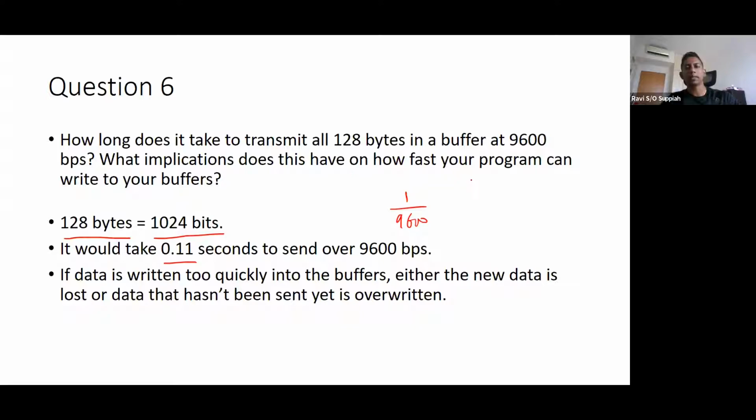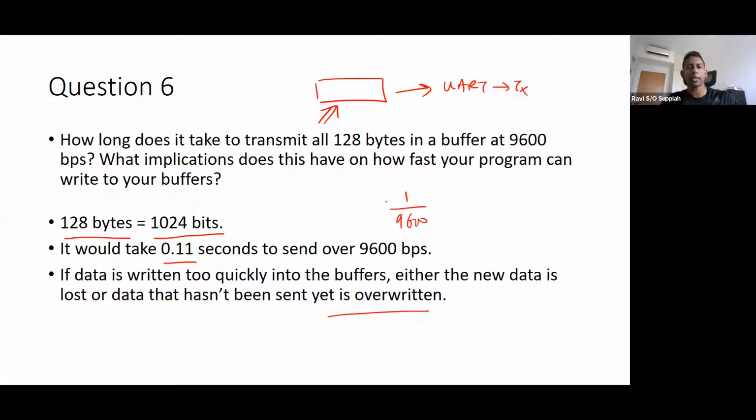So what implication does this have on how fast your program can write to your buffers? What does it mean? That means you are trying to write data to a buffer, and then you're trying to pass it to the UART module that will transmit it out. So the whole idea must be that your UART module must be able to transmit out faster than I can write to it. Correct? If I write to it too fast and I haven't transmitted out the data, then there's a high chance that I will overwrite the data. Correct? Because before I can finish sending the old data, new data is already coming, and then I have to overwrite.